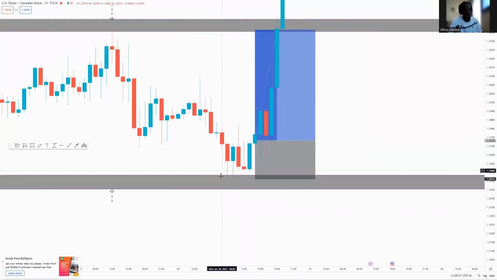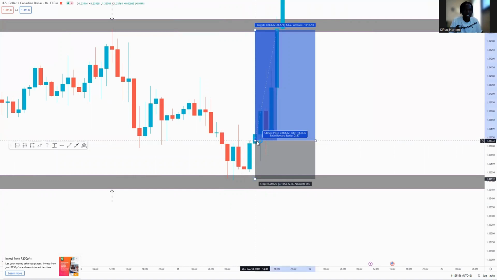So one, price rejected support pre-London. Two, price rejected support again on London with a big candle and a bullish open. Three, we had a hanging man pattern. We had a hanging man candlestick. Four, we had a bullish close. You understand me? And then five, it was the reason why I took a trade.